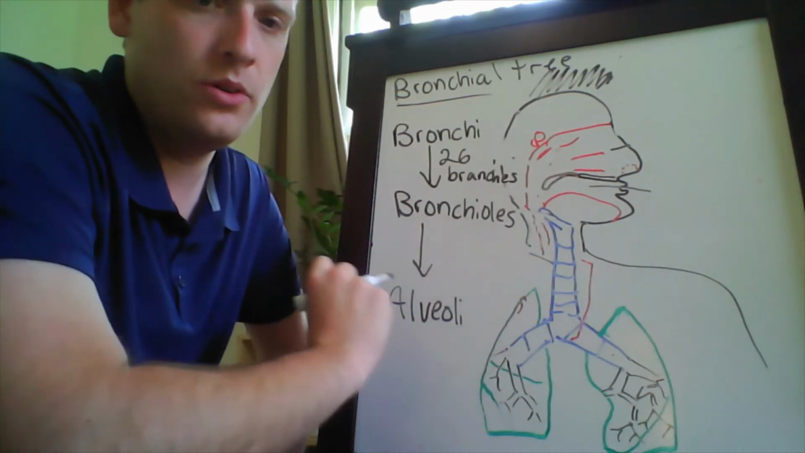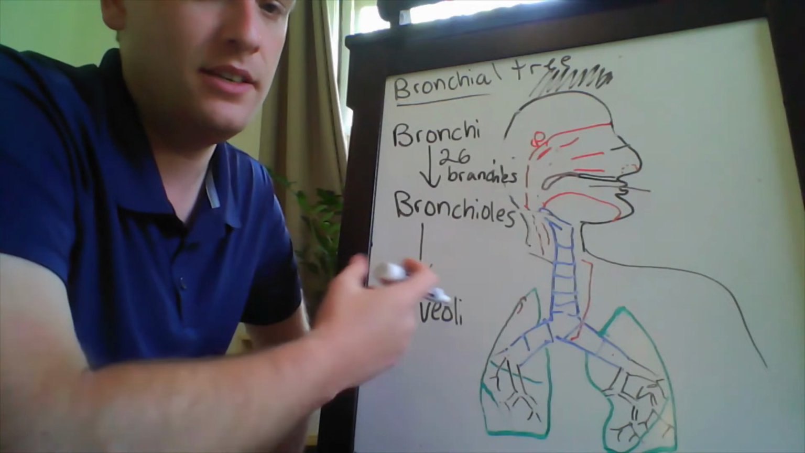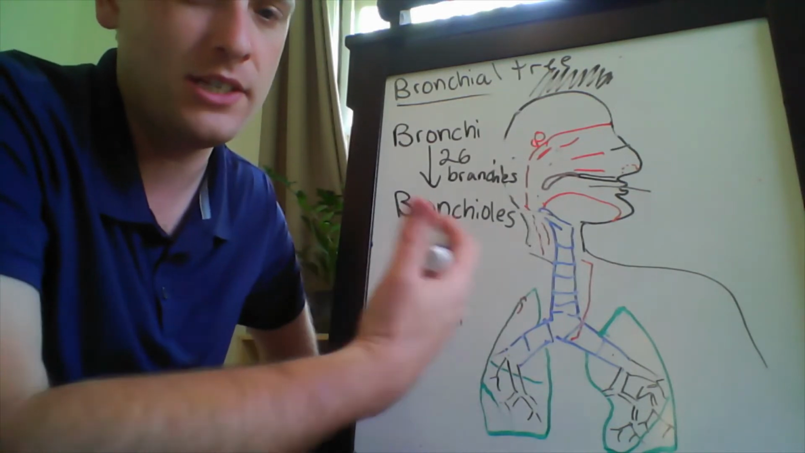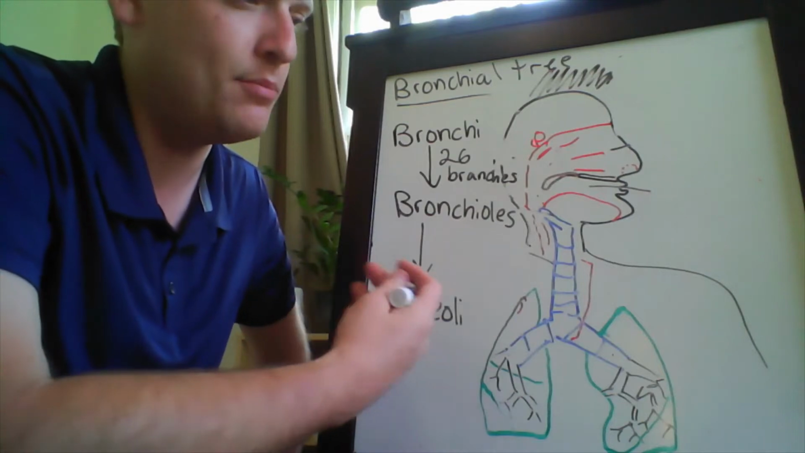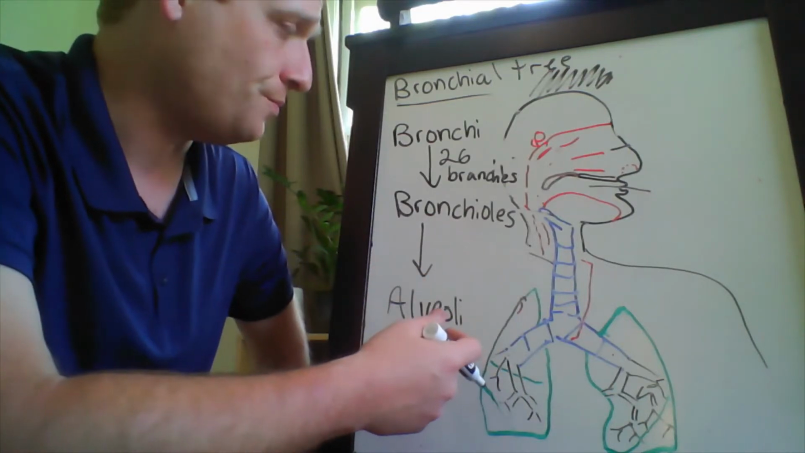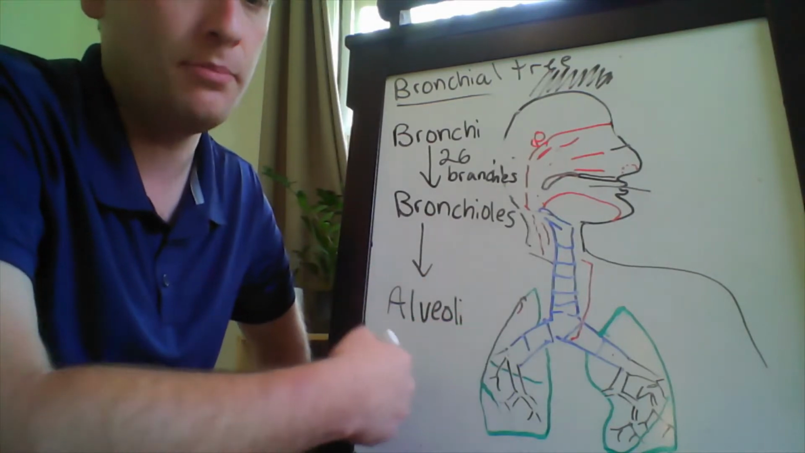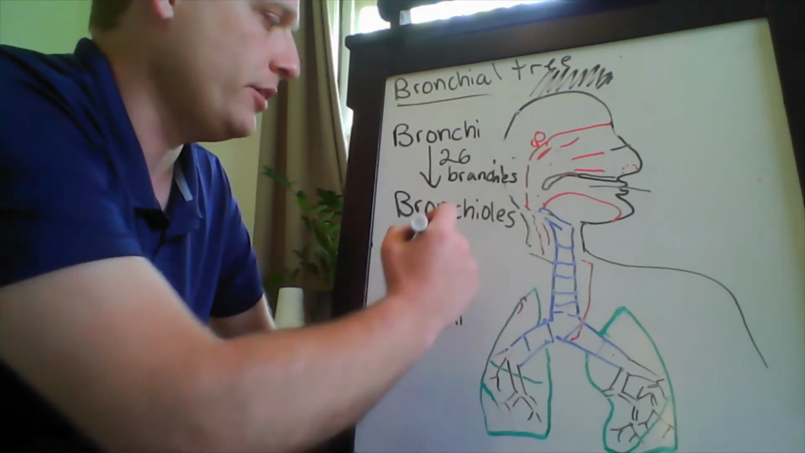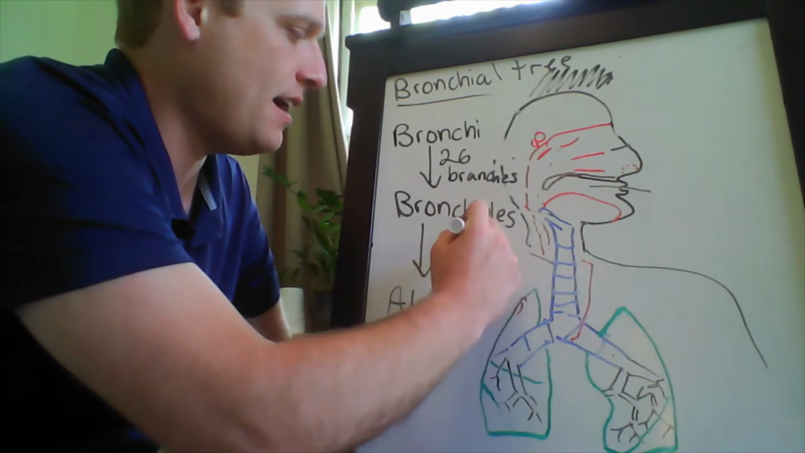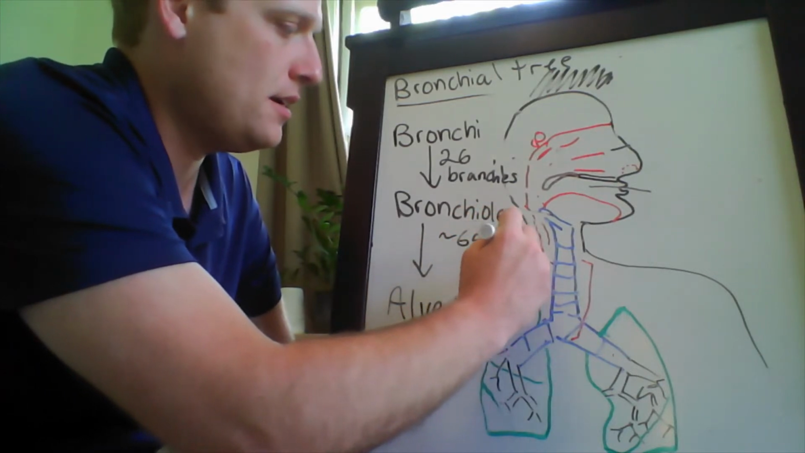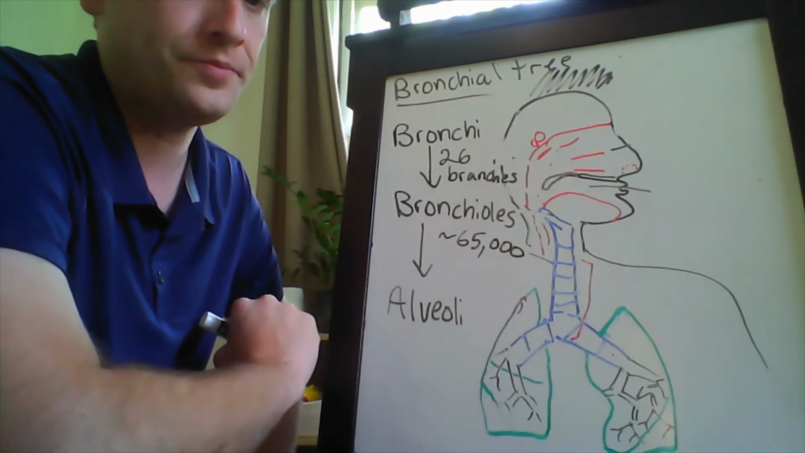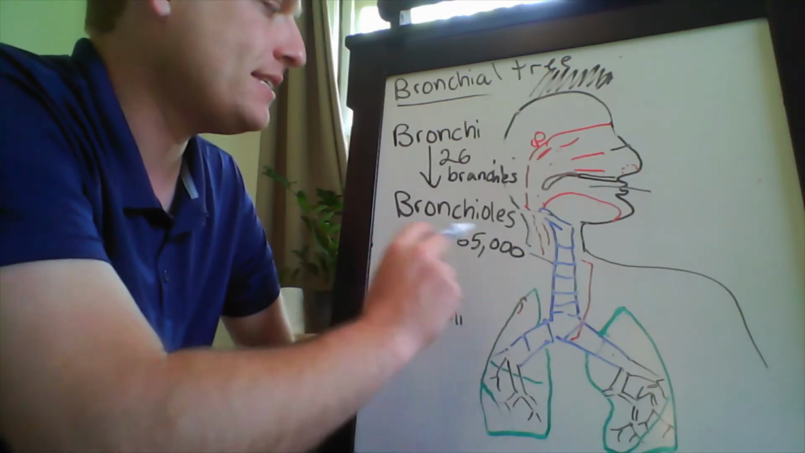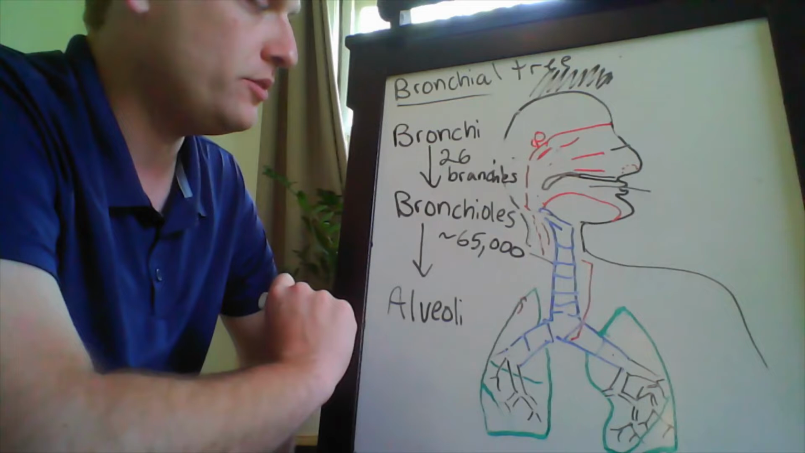Until you get to the smallest division of the bronchi, which are called bronchioles. So kind of like arteries divide and break until they become arterioles, the bronchi branch and get smaller and smaller until they become bronchioles. And you have about 65,000 of these per lung. So you have lots and lots of tiny little passageways, these bronchioles.